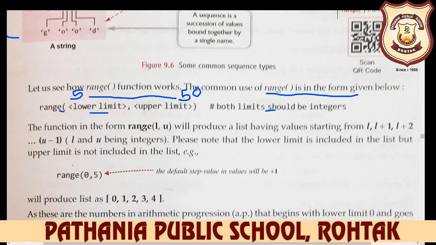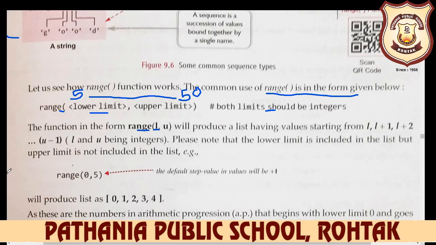The function in the form of range will produce a list having values starting plus 1 or plus 2, or plus minus up to u minus v. So L, the lower limit, is your starting value, for example 0. Then 1, or you write down the lower limit plus 1, or the lower limit plus 2, the lower limit plus 3, the lower limit plus 5, up to the last limit.